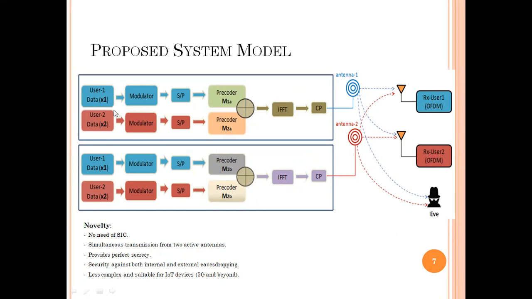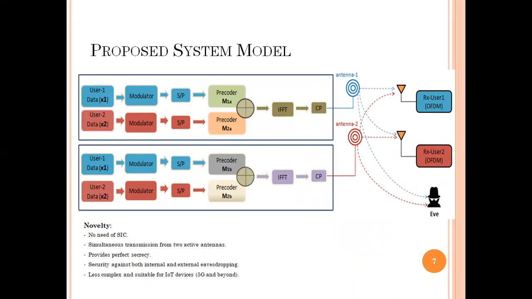So the transmission data, or the transmitted packet, of user 1 is denoted as x1. By the way, we consider an OFDM system model, and we are building our NOMA transmission on top of the OFDM system model.